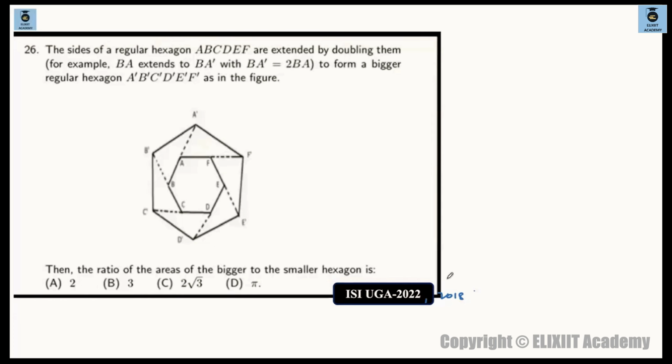Let's solve this question. It says that the sides of a regular hexagon A, B, C, D, E, F are extended by doubling them. For example, here we have BA. This BA side is extended to BA dash. Likewise given in the diagram, BA is extended to BA dash and BA dash is 2 times BA, to form a bigger regular hexagon A dash, B dash, C dash, D dash, E dash, and F dash, as given in the figure. So we have to find the ratio of the areas of the bigger to the smaller hexagon.